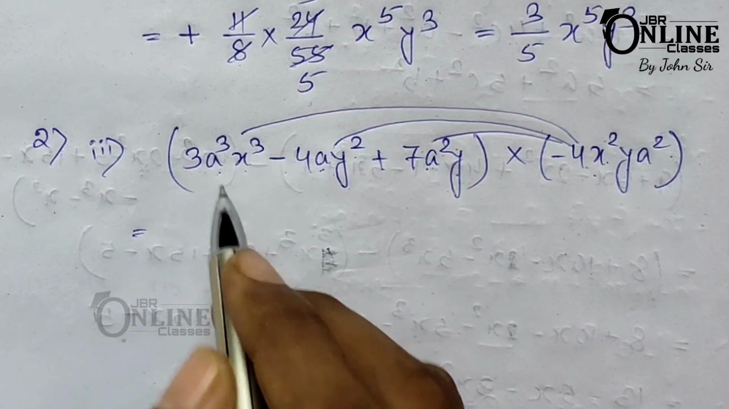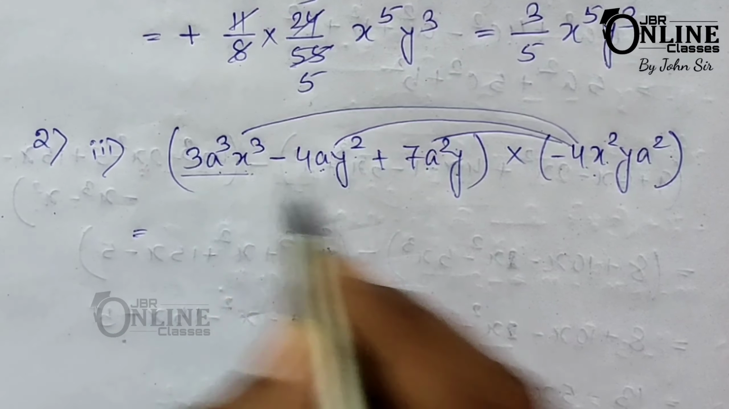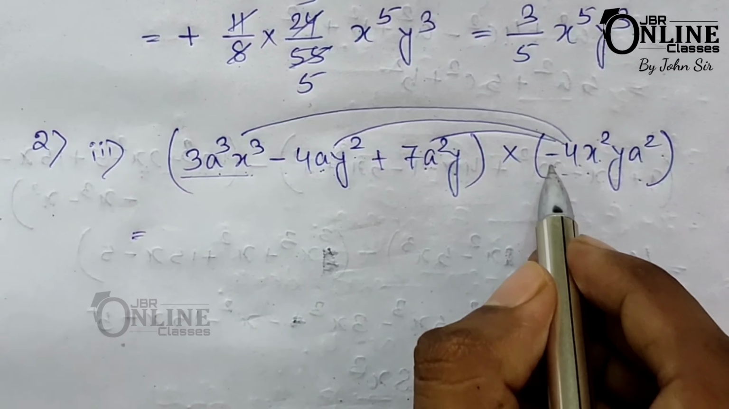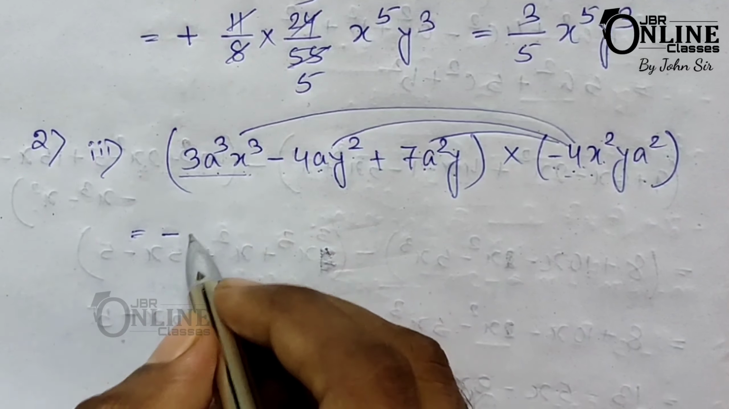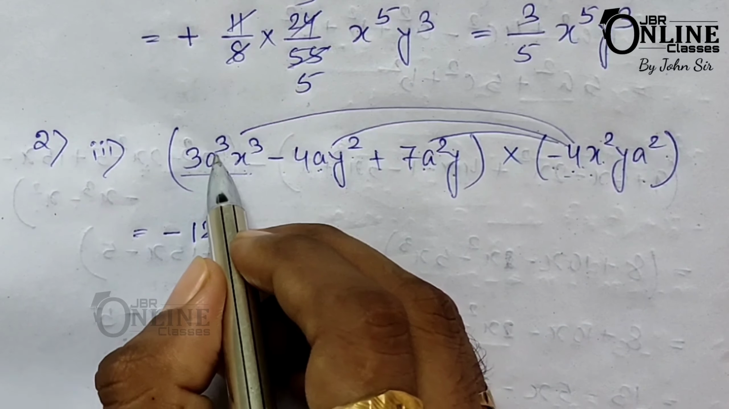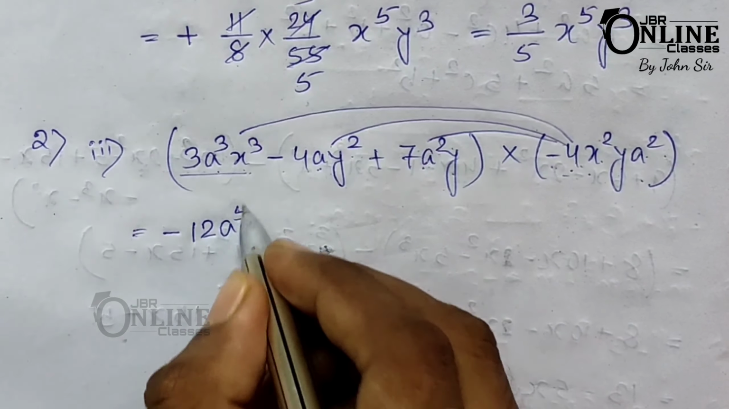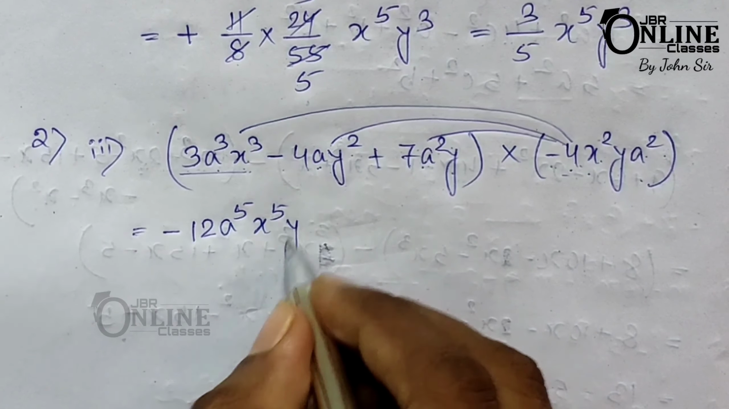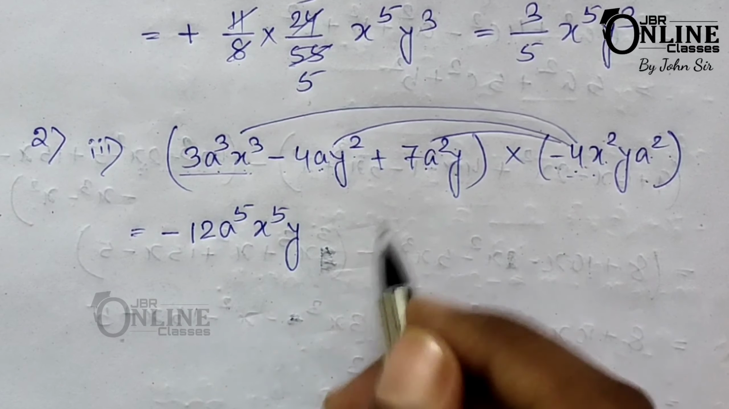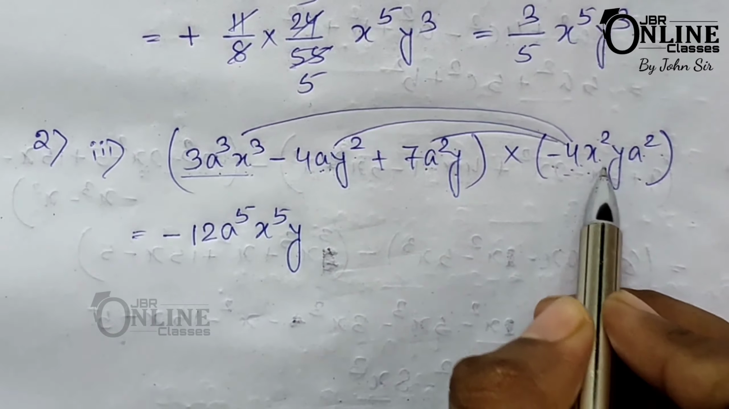Okay, so first you have to multiply 3a x cube with this one. So here plus, here minus, here plus, so it's minus. Now 4 into 3, it's 12. Then a cube a square, so a5, x cube x square, x5, and then only y. So first one done. Now next one, this one and this one.